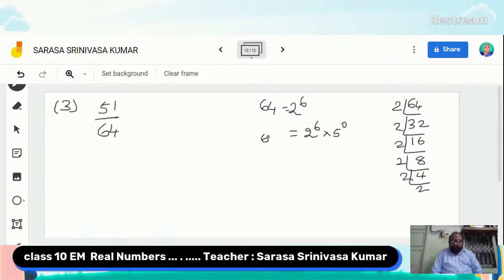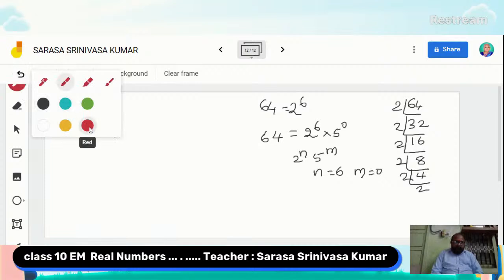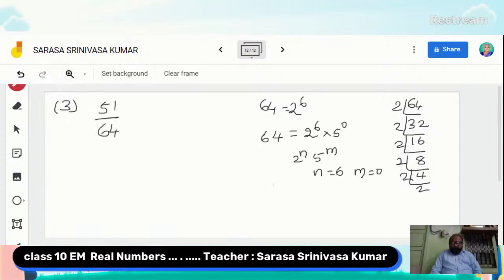Now we compare this with the 2 power n 5 power m formula. Here n equal to 6, m equal to 0. So to get 10 power 6 in the denominator, 2 power 6 must be multiplied by 5 power 6.